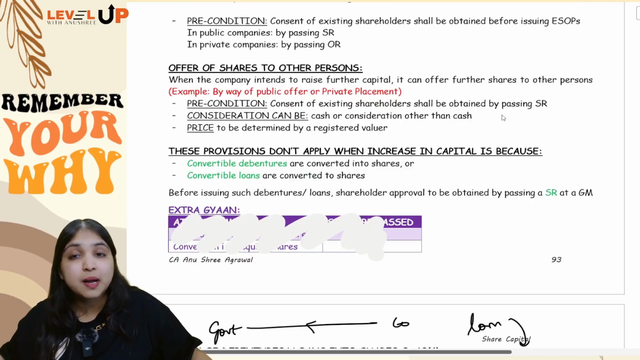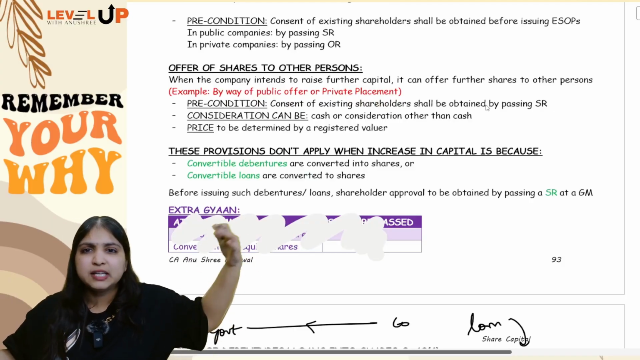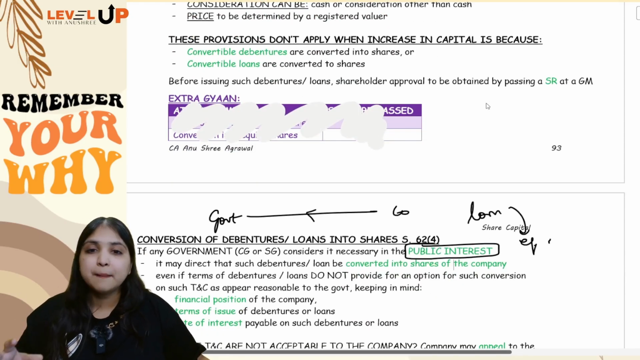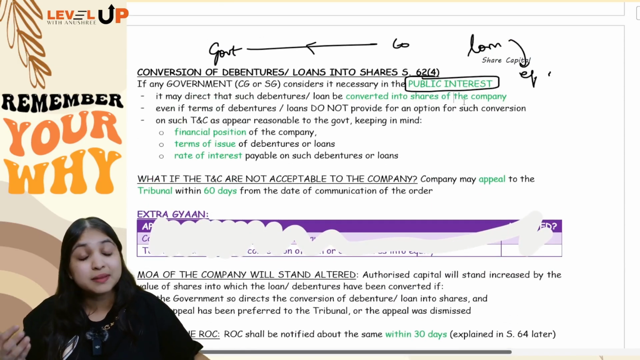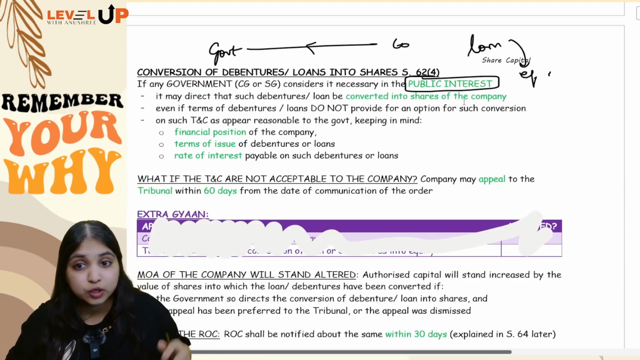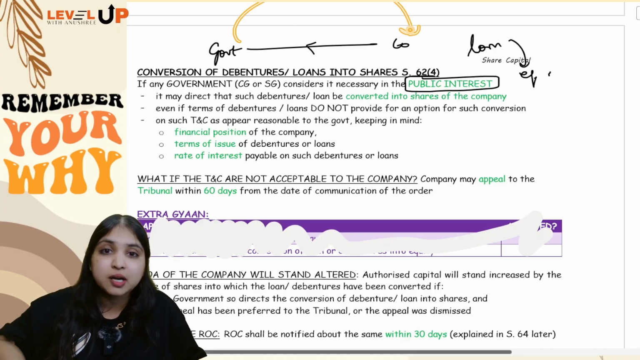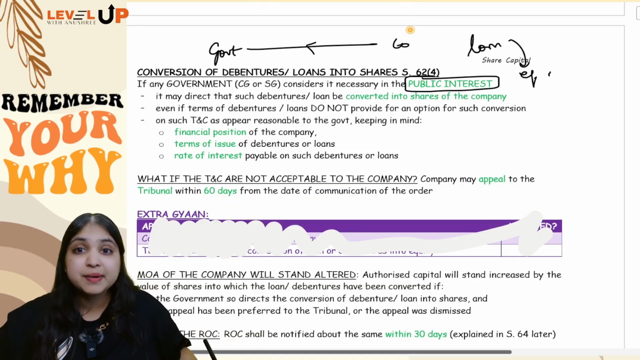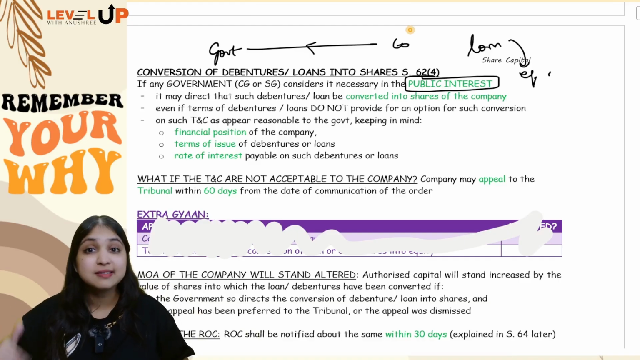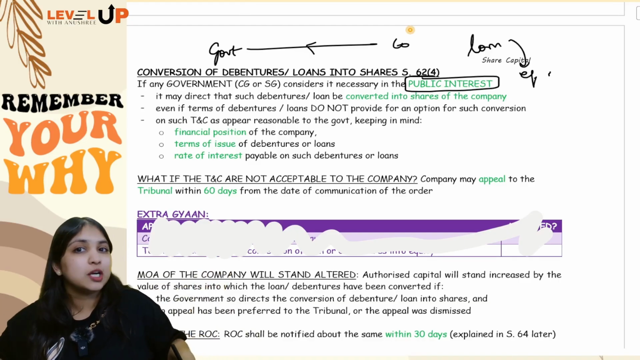In the third limb, the company is offering shares to outsiders in the form of a public offer or a private placement. In the fourth method, the company has a loan which it owes to the government. The company is unable to repay. So instead of putting pressure on the company to repay, the government is telling the company, in public interest, to convert those loans into shares, even though originally that was not a convertible loan.